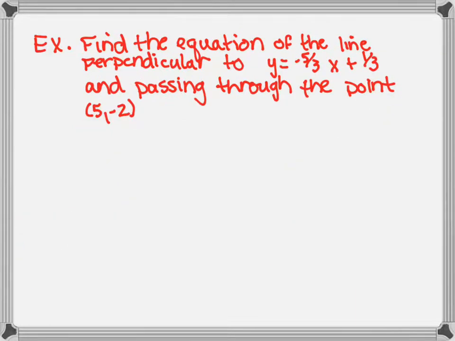Finally, let's find the equation of the line perpendicular to y equals negative 5/3 x plus 1/3 and passing through the point 5 comma negative 2. We know that the slope of our original line is negative 5/3. So for the slope of a perpendicular line, we will change the slope sign to positive and we will flip the fraction. So a perpendicular line will have slope 3/5.